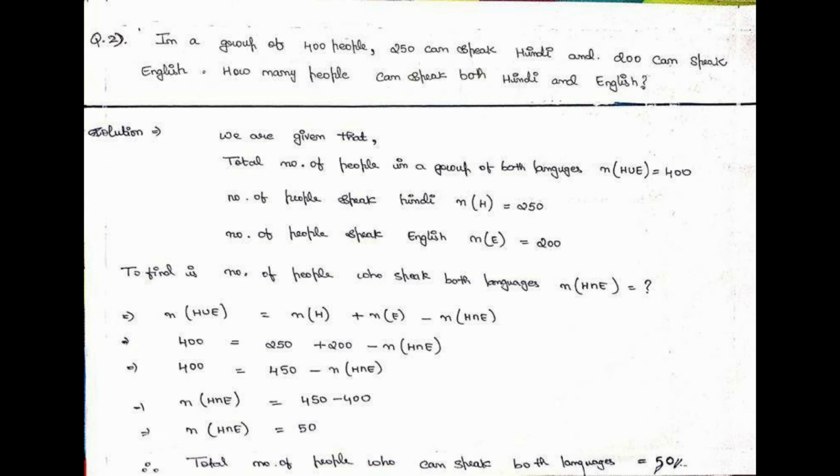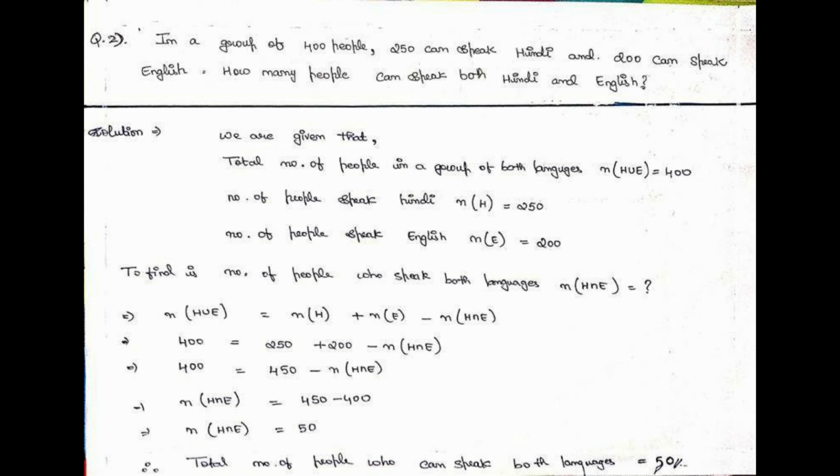Question number 2. In a group of 400 people, 250 can speak Hindi and 200 can speak English. We have to find how many people can speak both Hindi and English. Let us look into the solution.